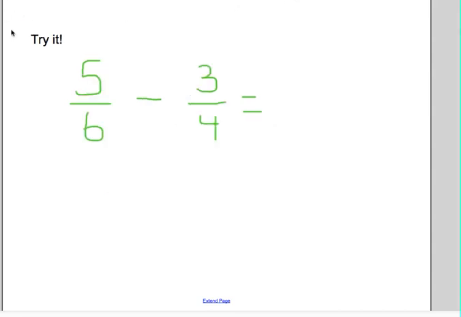And we're going to try one more, this time a subtraction problem. Same thing, just subtract. Now I want you to pause this again, copy down the problem, solve it, and then resume the video.